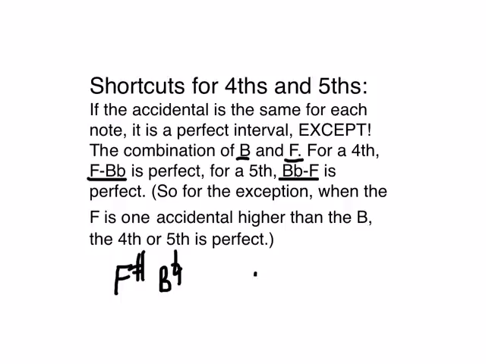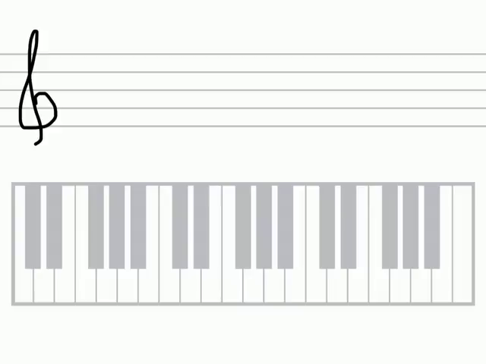And likewise, B and F sharp is a perfect fifth. So here's what we mean. Let's take a pair of notes, F and C. They have the same accidental, so we'll call that a perfect fifth.